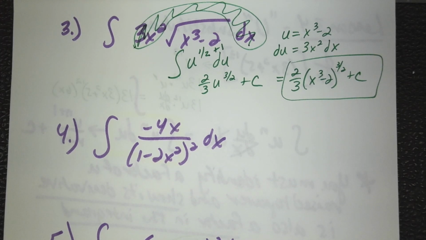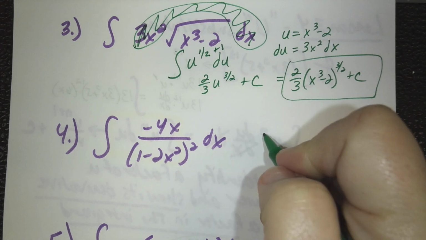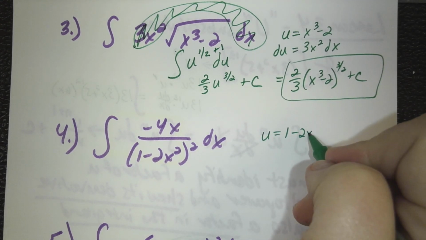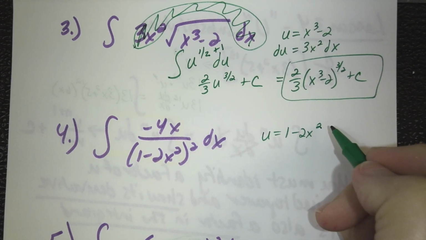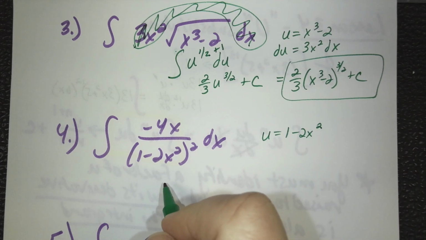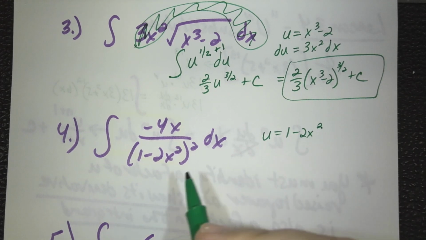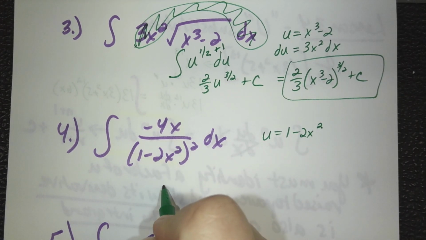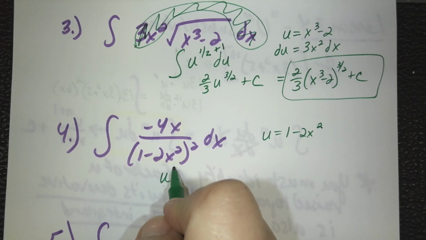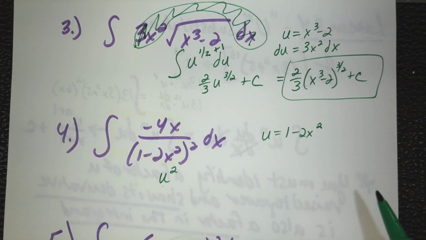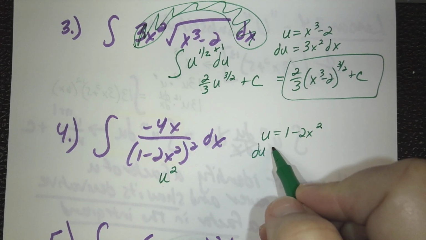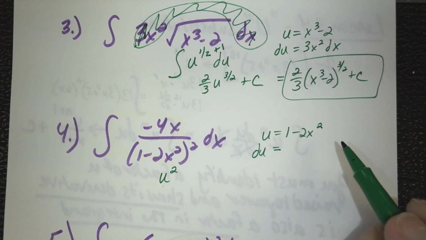What do you think my u is here? 1 minus 2x squared to the negative second power. No. It's just the 1 minus 2x squared, okay? But it's on the bottom, so we're just going to keep it on the bottom right now. We're going to take a derivative. What is the derivative of that?